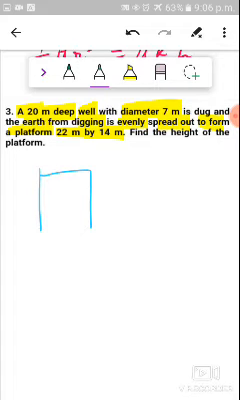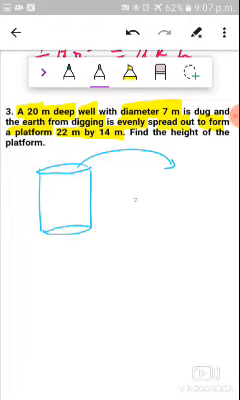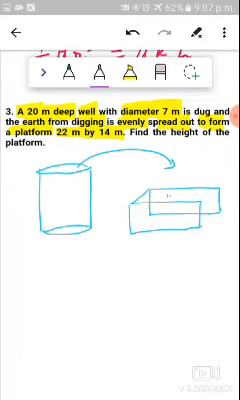It is in cylindrical form. Okay, and when we dig it out, we have taken out the earth, and this earth is evenly spread out to make a platform, because length and breadth are different. So this type of platform is made, right? So we need to find the height of this platform, where it is given that the length is 22 meter and the breadth is 14 meter of this cuboidal platform.